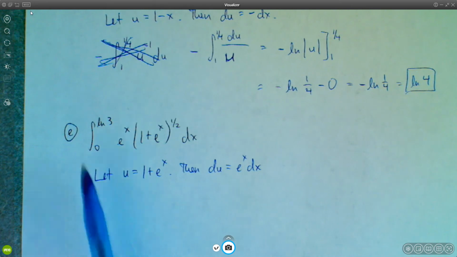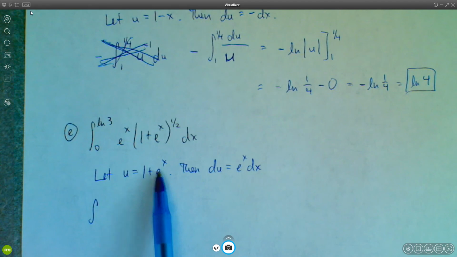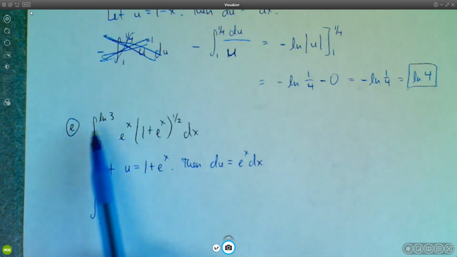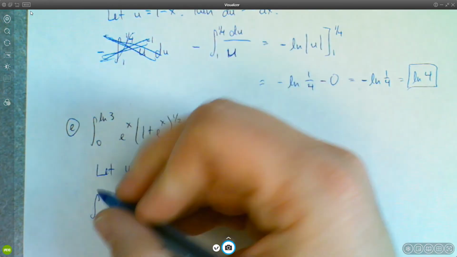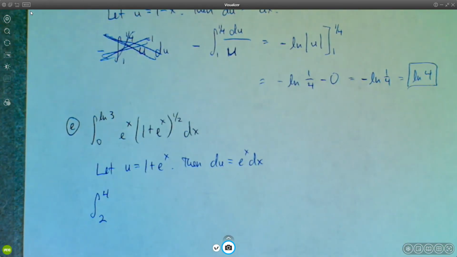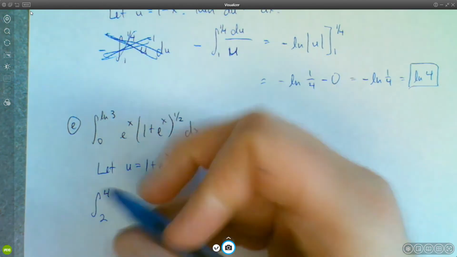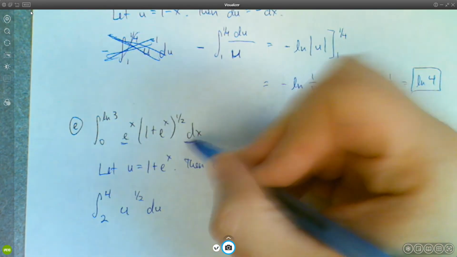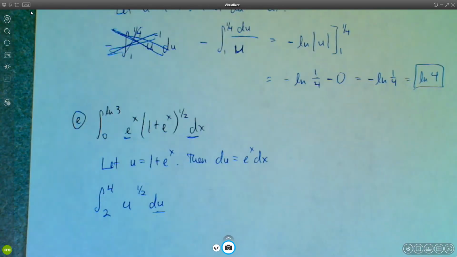What do these things become? When x is 0, u is, well, e to the 0 is 1, 1 plus 1 is 2. So u is going to be 2. When x is ln of 3, e to the ln of 3 is just 3, and 3 plus 1 is 4. Right, so my limits of integration become 2 and 4. And I'm going to have u to the 1/2 du, right? This thing and this thing together made up the du. This thing was replaced with u, so u to the 1/2 du.